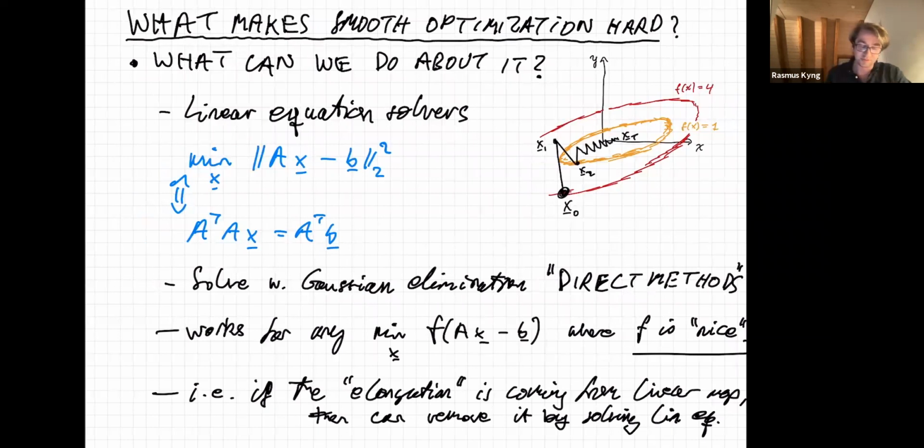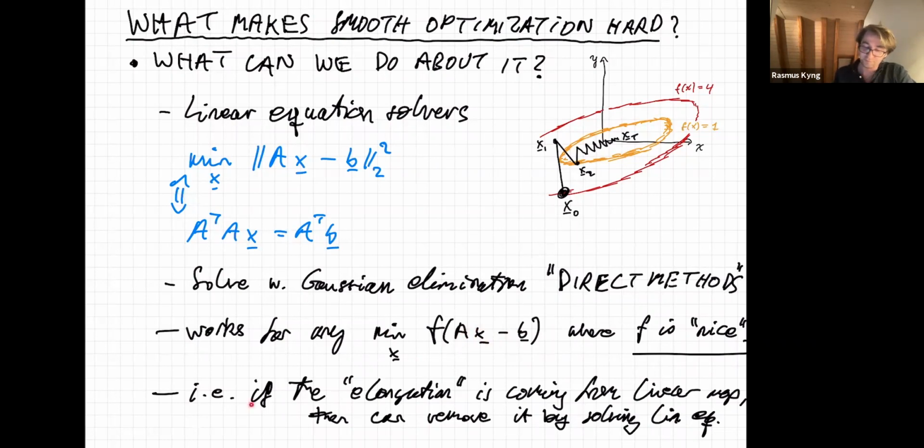And that's nice because not only does it work for linear equations, it also works whenever my problem looks like minimize over x of f of Ax minus b, where f is some nice function. So if gradient descent was going to be fast on just f, then gradient descent plus linear equation solvers will still work for Ax minus b on the inside.